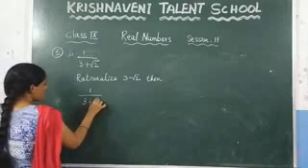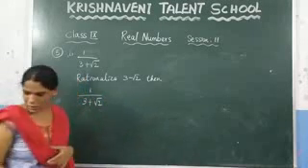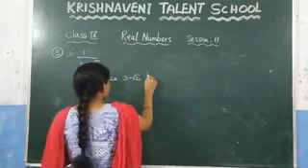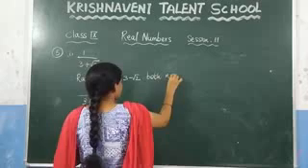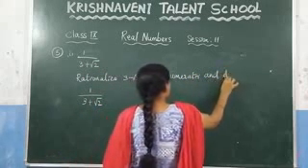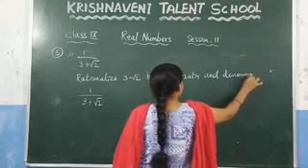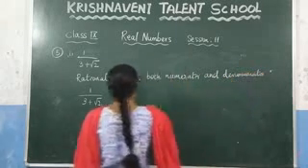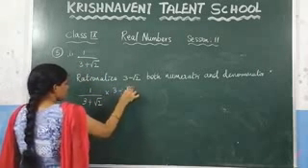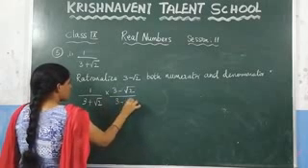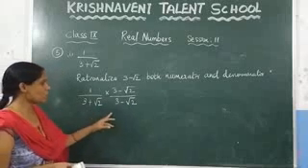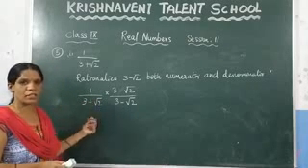Then, if you rationalize with 3 minus root 2, what do you get here? 1 by 3 plus root 2. Write it here. Rationalize with 3 minus root 2 to both numerator and denominator. If you rationalize with 3 minus root 2, what do you get? 3 minus root 2 by 3 minus root 2. Why are we rationalizing with 3 minus root 2? Because if you do like this, the root will get cancelled, so that you will get a rational number.